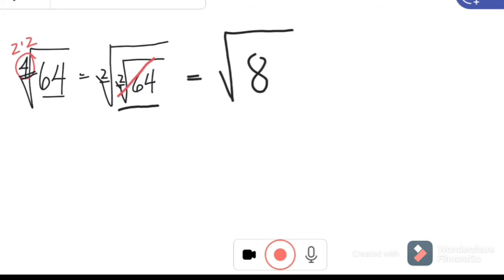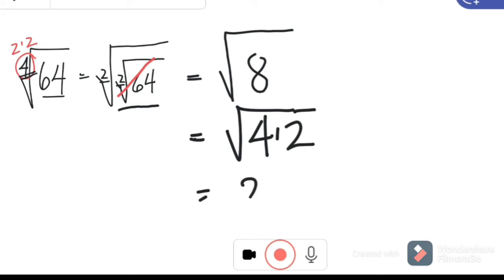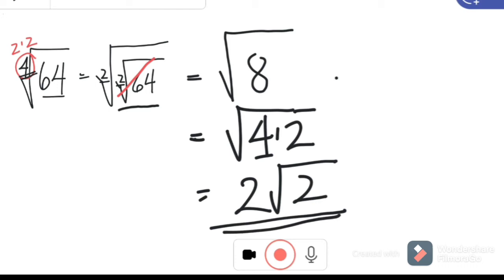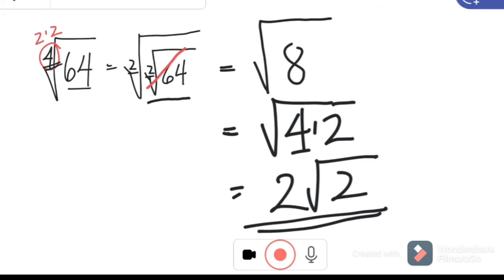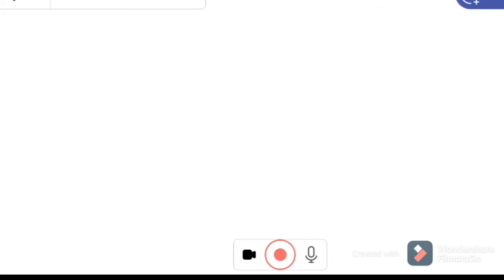So square root of 8, we can factor. That would be square root of 4 times 2. And the square root of 4 is 2. And we have 2 inside, which is not a perfect square. So this is now the answer to the fourth root of 64 by using reducing order of radicals.